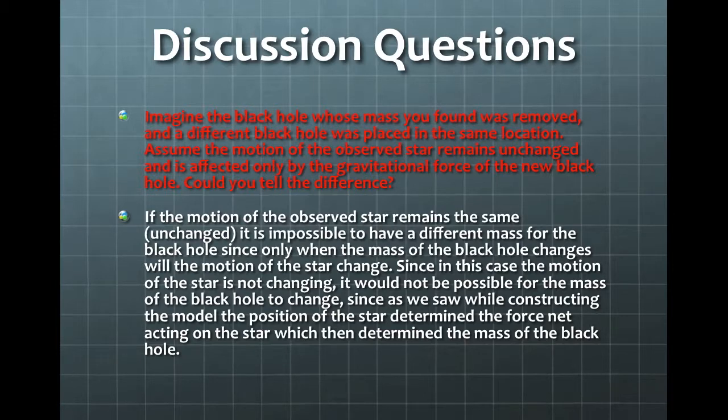Well, if the motion of the observed star remains the same, meaning unchanged, it is impossible to have a different mass for the black hole, since only when the mass of the black hole changes, or the distance between them, will the motion of the star change. Since in this case the motion of the star is not changing, it would not be possible for the mass of the black hole to change, since as we saw while constructing the model, the position of the star determined the net force acting on the star, which then determined the mass of the black hole.